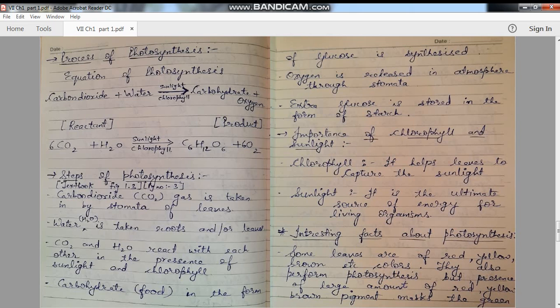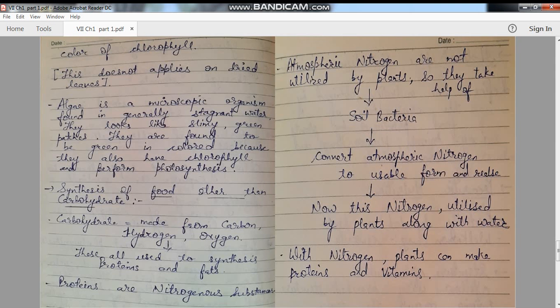red, yellow, brown in color, and that plants' leaves are also of this color. So, do they perform photosynthesis? The answer is yes, they do perform photosynthesis. They do have chlorophyll as a pigment, but the amount of pigments like red, yellow and brown is very high, so it masks the green colored pigment, that is chlorophyll.